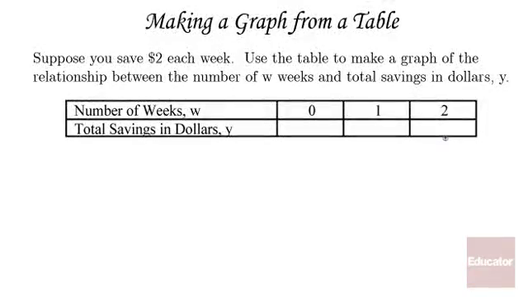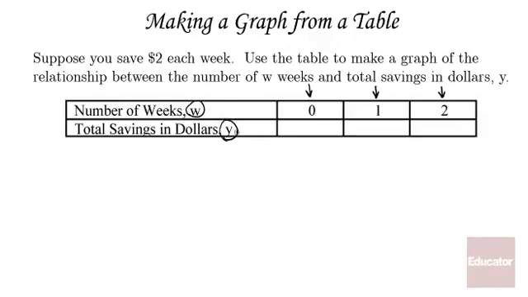Let's try making a graph from a table. Suppose you save $2 each week. Use the table to make a graph of the relationship between the number of weeks, W, and total savings in dollars, Y. So our input, as we learned from our last lesson about functions, is represented by W, and the values are given to us: 0, 1, and 2. And the total savings is our output, Y.